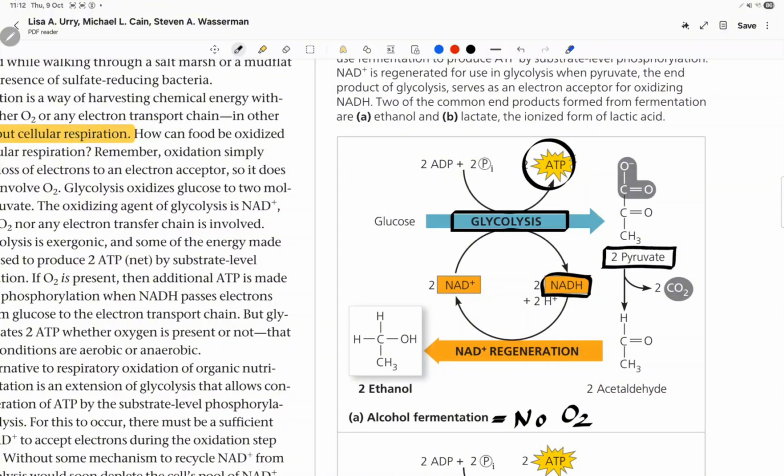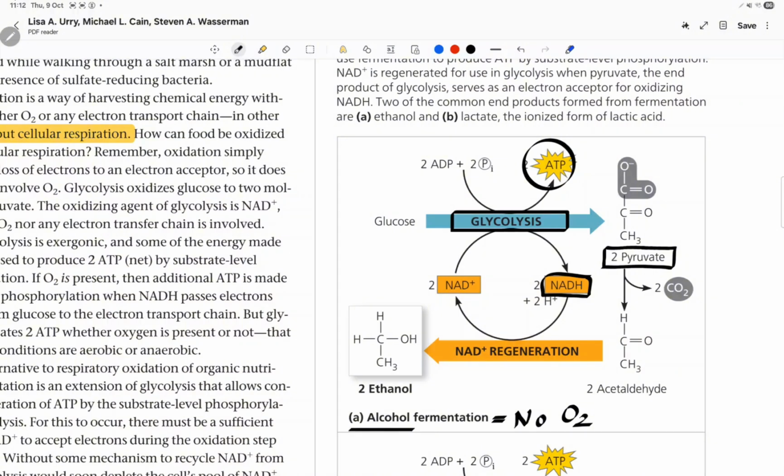Now, where does fermentation take place? If we're talking about a human being, it will take place in the muscles, right? If you overwork your muscle, it will get burnt. That's called lactic acid fermentation. But if we're discussing an organism like a yeast or a bacteria, they will make alcohol as a side product.